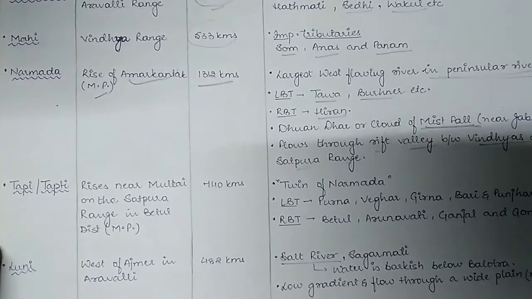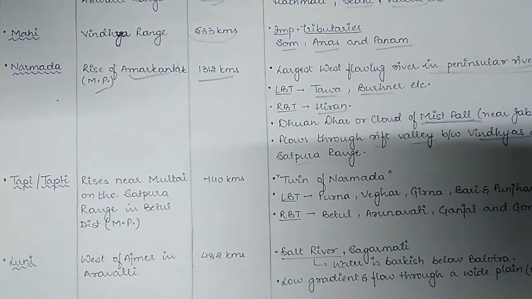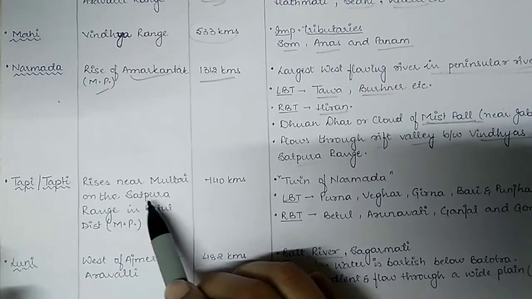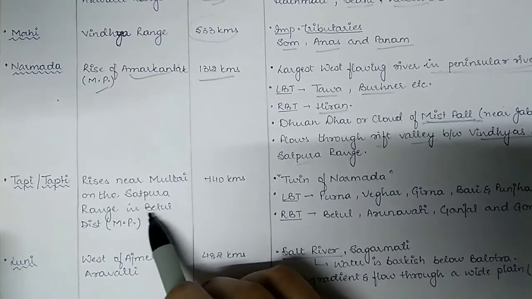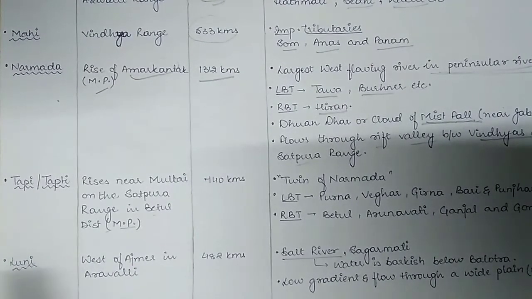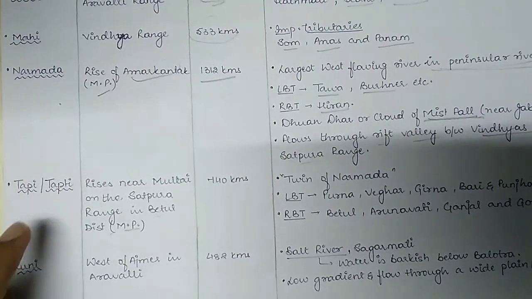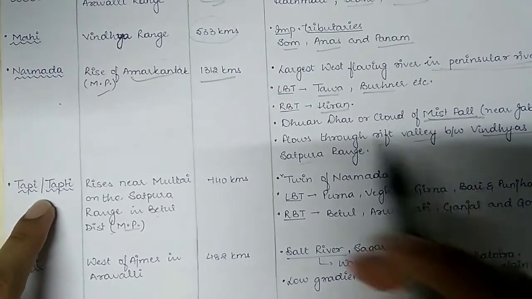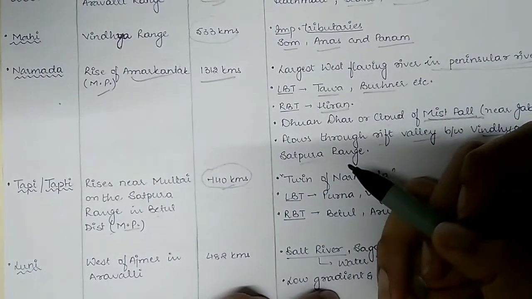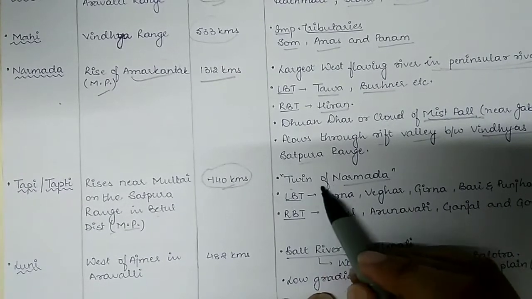Next we have Tapi or Tapti, whatever we want to say. It rises from Multai Hills on the Satpura ranges in the Betul district of Madhya Pradesh. It covers the distance of 740 kilometers and it is known as twin of Narmada River.